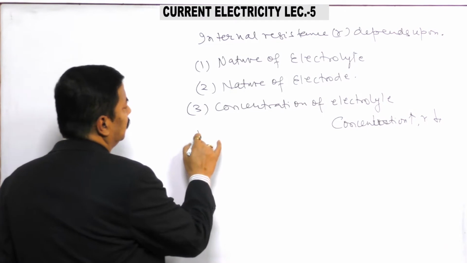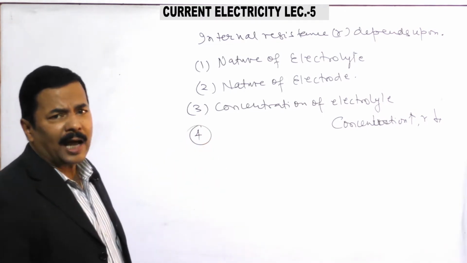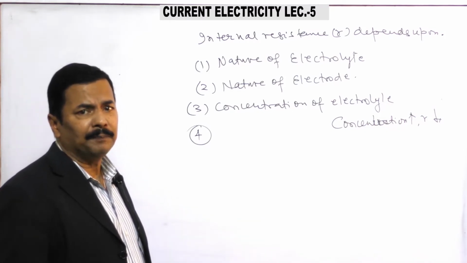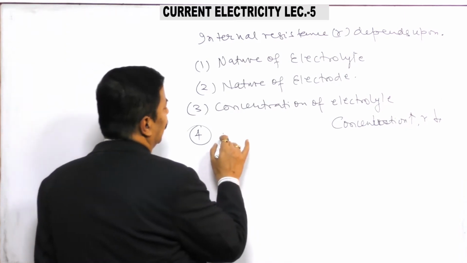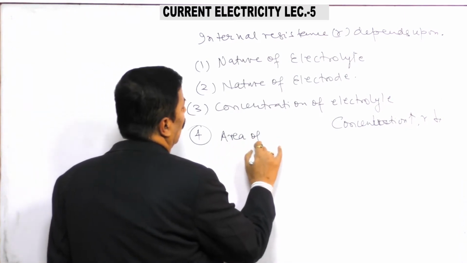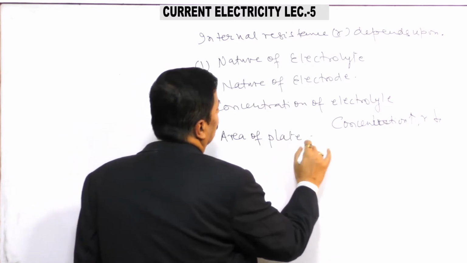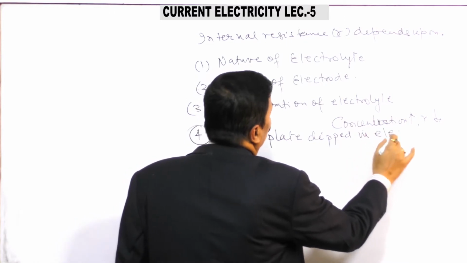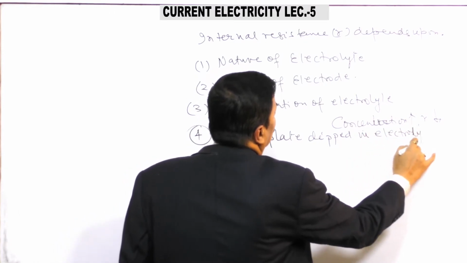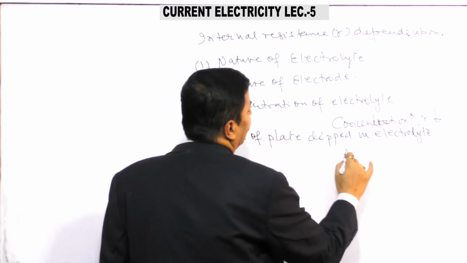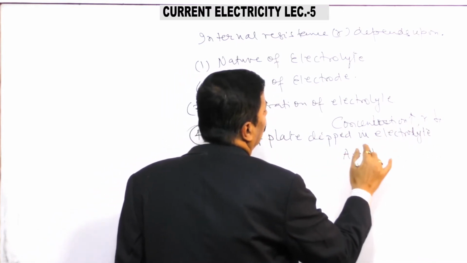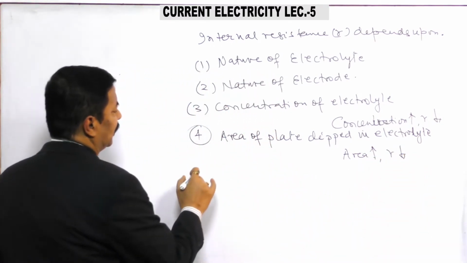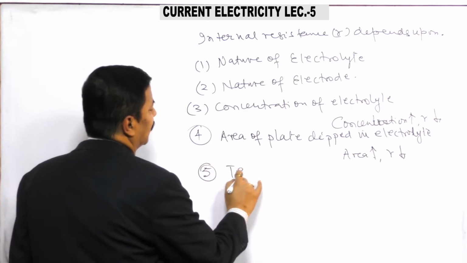The fourth thing is the area of the plate, the electrode, that is dipped inside the electrolyte. So the area of the plate dipped in the electrolyte: if the area is more, then the internal resistance is less. And the last thing is temperature.